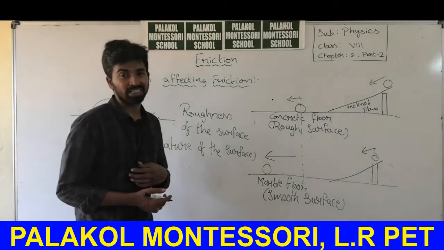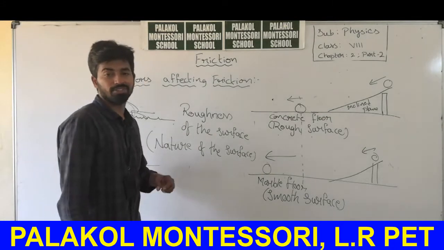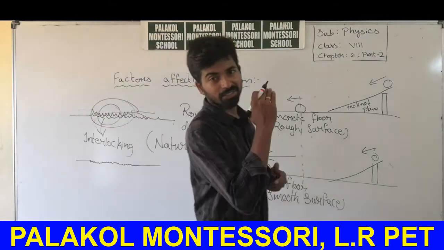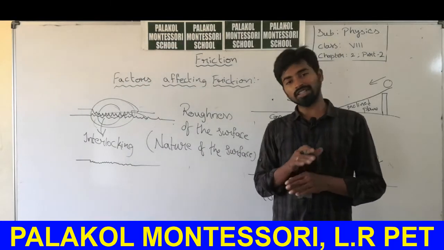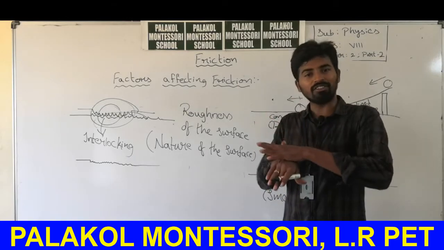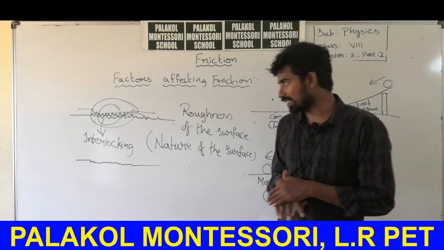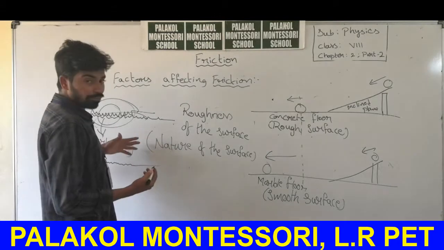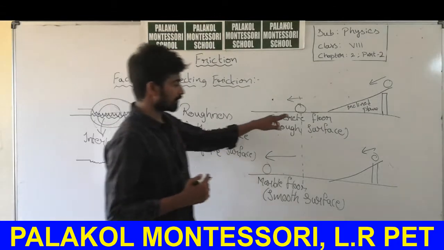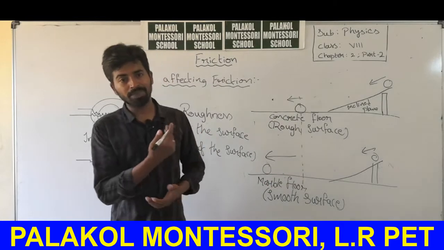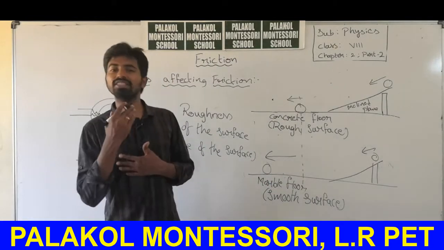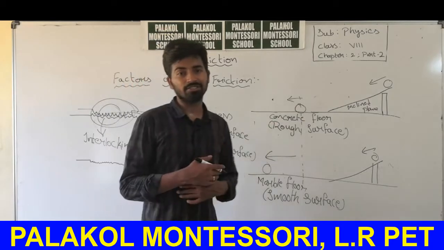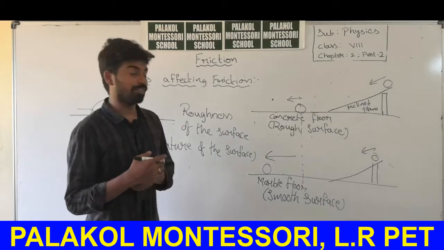Every surface, whether rough or smooth, has some irregularities along it. When two surfaces are in contact, they interlock each other and offer some opposing force. This is the reason behind the frictional force between two surfaces.